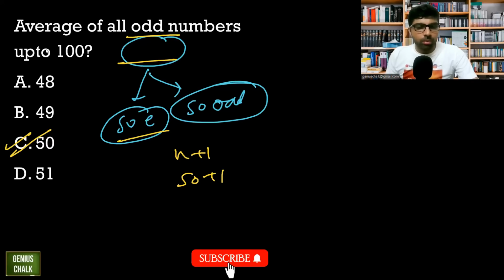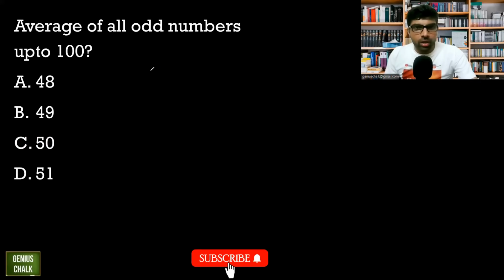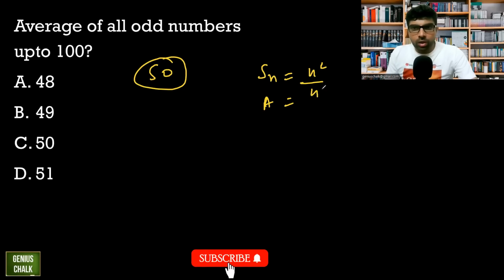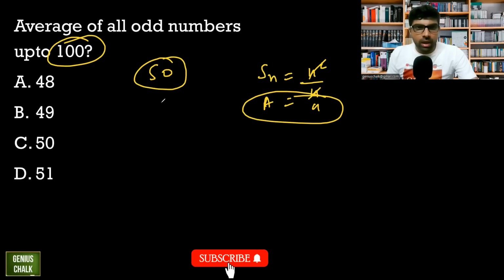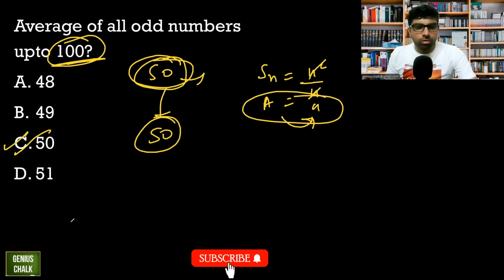Average of all odd numbers up to 100. So odd numbers are also 50. And the formula of odd numbers is, sum of n odd numbers is n square. So average will be n square by n, so that is n only. So for average of n odd numbers, the answer is the same. In first 100, the odd numbers will be 50, that is the same n value. So average is also 50.